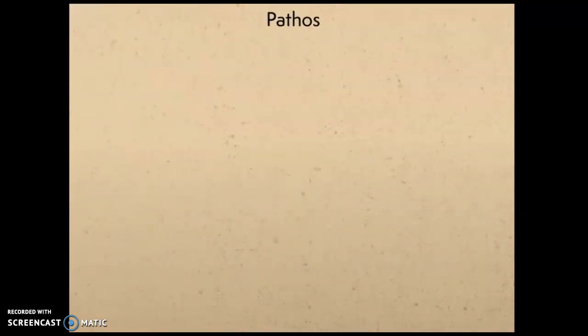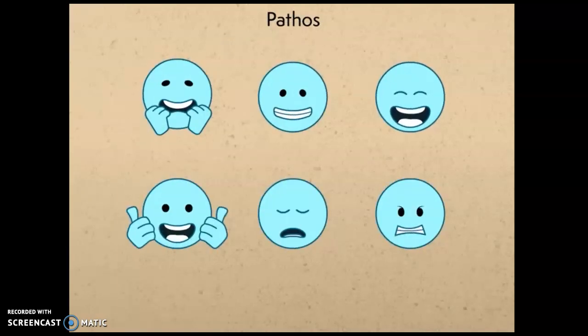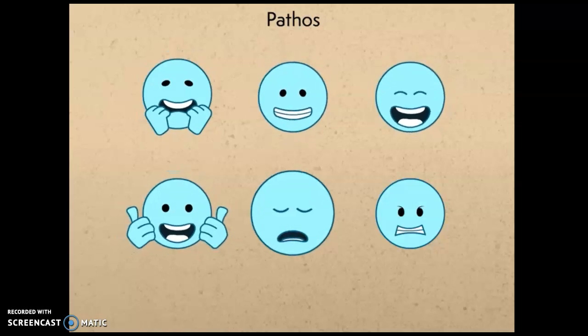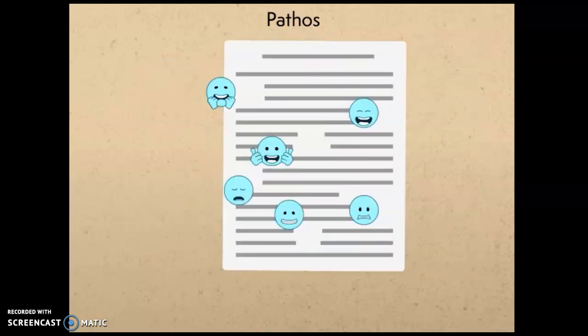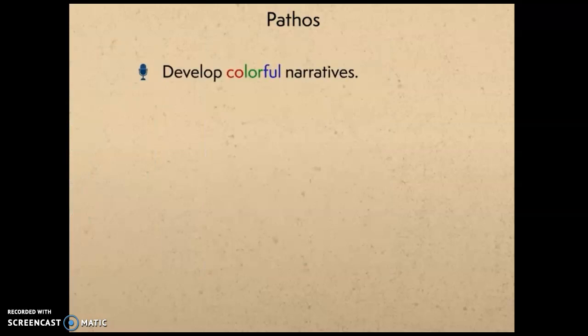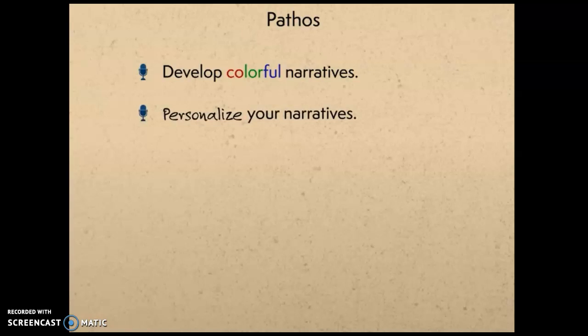Pathos, the third persuasive method, is emotional appeal. Emotional appeal can take on many forms, including fear, guilt, humor, pride, empathy, and anger. As you blend emotional appeal throughout your speech, remember a few key tips. Develop colorful examples or narratives that use emotional language. Personalize your examples or narratives. This also helps you to better relate to and bond with your audience.